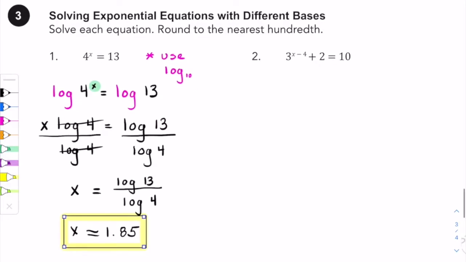Number 2, 3 to the power of x minus 4 plus 2 is equal to 10. Well, we're going to check to see if we can create a common base first. You always want to check to see if you can use a common base. So I'm going to subtract 2 from both sides, and I end up with 3 to the power of x minus 4 is equal to 8. Of course, you could break 8 down to 2 cubed, but that does not give you the same base on both sides. So the only thing I can do is use my common log.